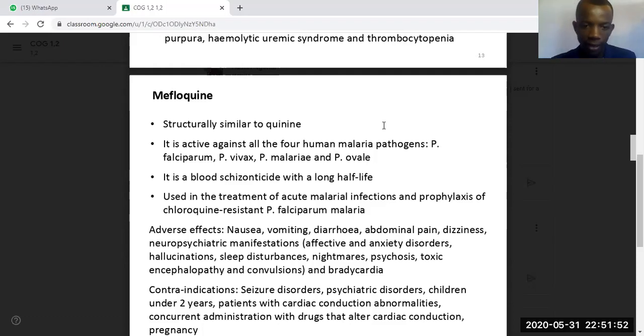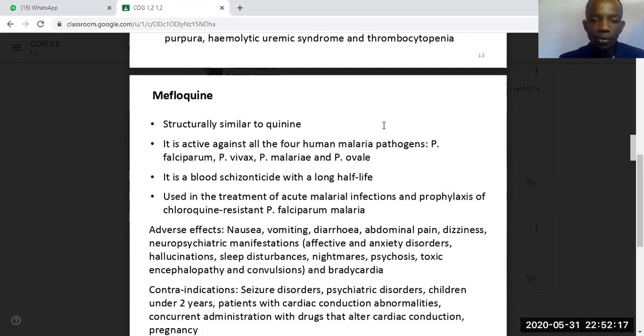So there is a catch. The difference between mefloquine and quinine is that quinine, we usually use it in patients who have developed severe malaria. But this one, we're going to be using it in patients with acute malaria infections and for prevention against those that have chloroquine-resistant Plasmodium falciparum malaria.